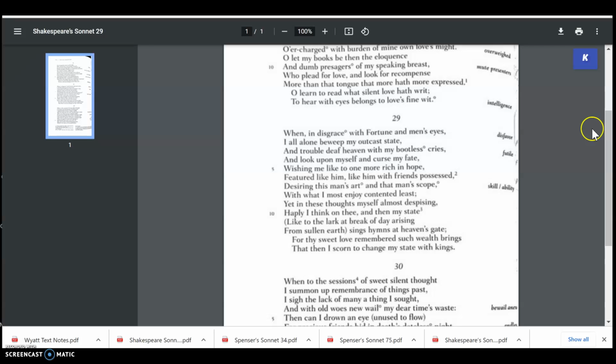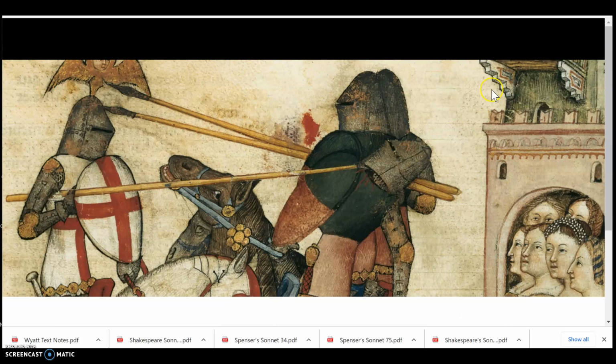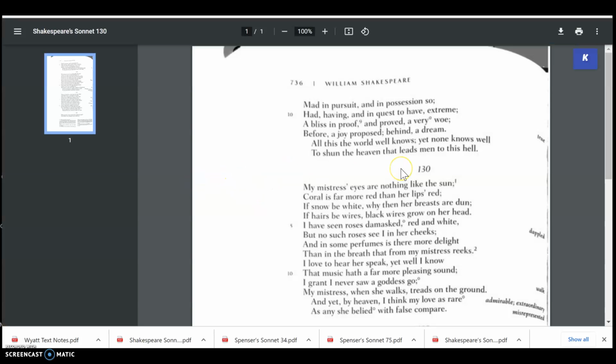Let's take a look at 130, which is our second one. Interesting, this one. So just a little bit of background information. I won't go back into the whole iambic pentameter thing again. Just know that they're all written in iambic pentameter. They all have the same rhyme scheme, that A, B, A, B, C, D, C, D, E, F, E, F, G, G. So the standard of beauty during this time was very, very interesting.